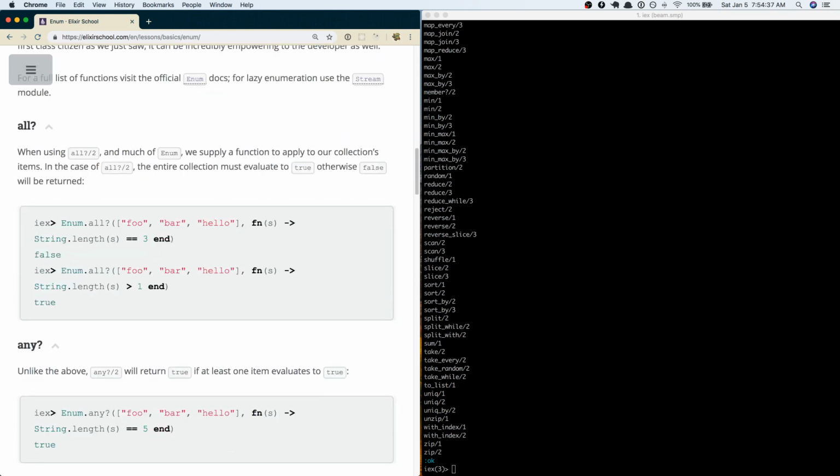All. When using all? and much of Enum, we supply a function to apply to our collection's items. In the case of all?, the entire collection must evaluate to true, or otherwise false will be returned.